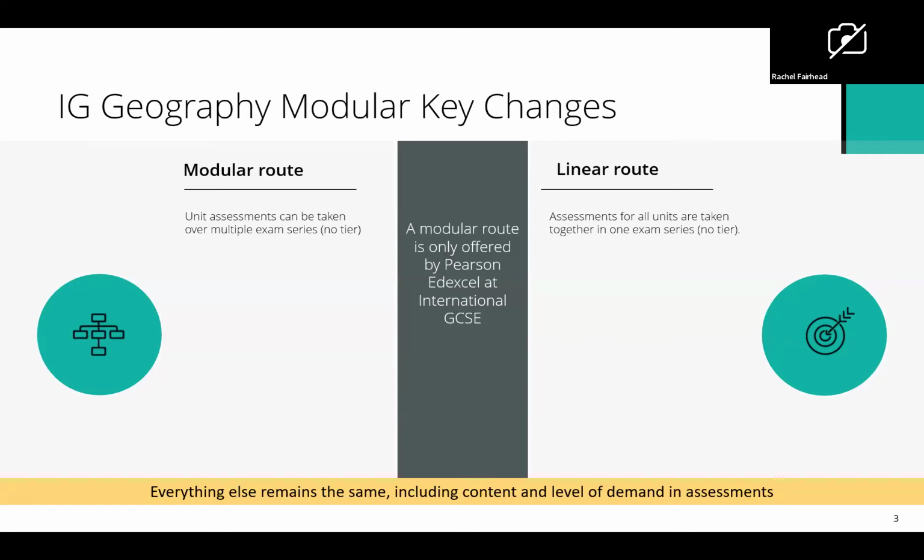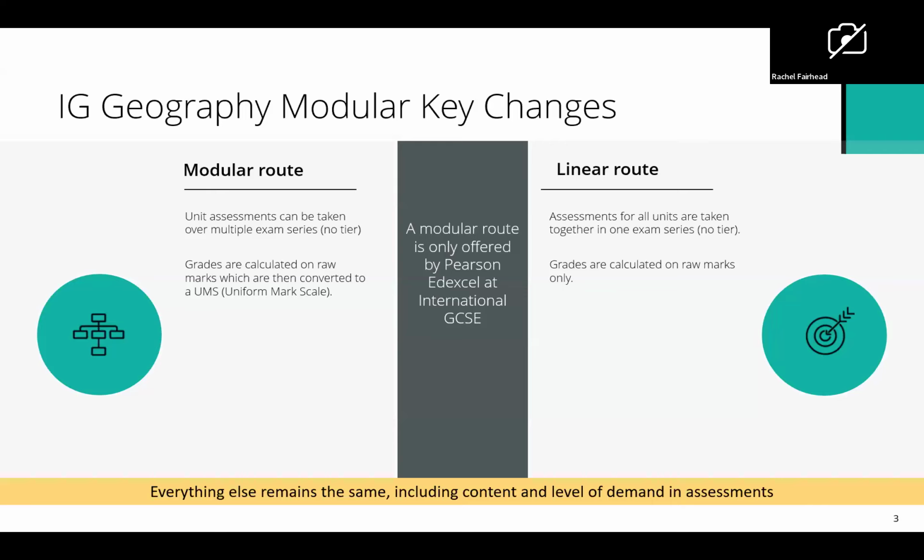Right, so looking at this, on the modular route, unit assessments can be taken over multiple exam series. That means they're offered in June and November, so you can take different units in June and November. Whereas on linear routes, assessment units are all taken together in one exam series. So from the modular point of view, you could take an exam in June, you could take an exam in November. What you'll find with the linear route is you'll take all of the exams in the June series.